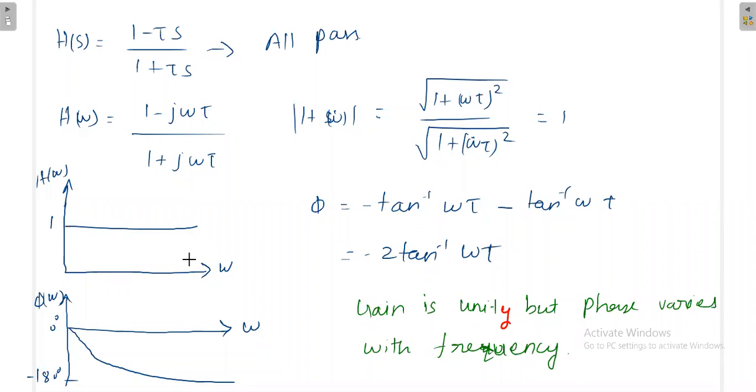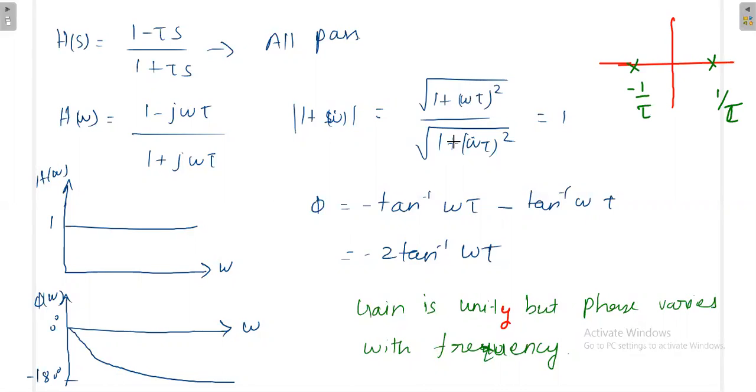Again, if you have an all pass filter nature and you plot it on the s plane, 1 minus tau s equal to 0 gives tau s equal to 1, that means plus 1 by tau. And again you will get minus 1 by tau.